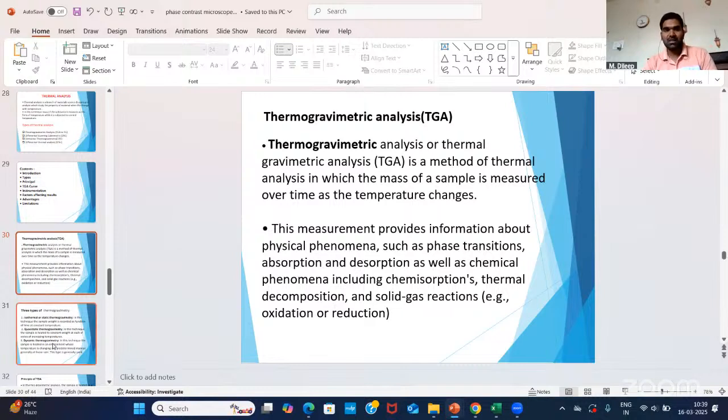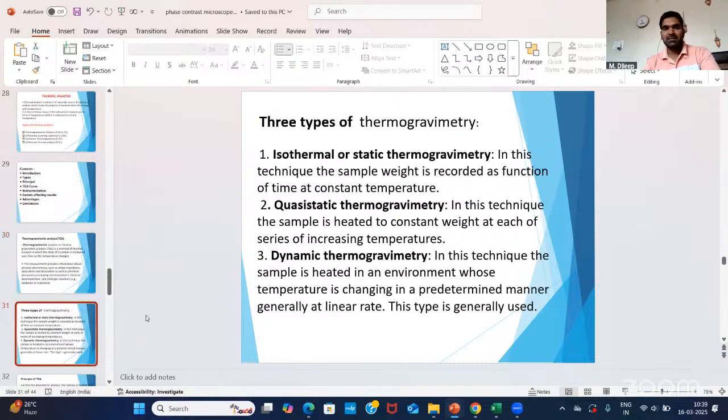So three types of thermogravimetry will be there. The first one is isothermal or static thermogravimetry. This is the first type of TGA. The next one is quasi-static thermogravimetry, and the third one is dynamic thermogravimetry.